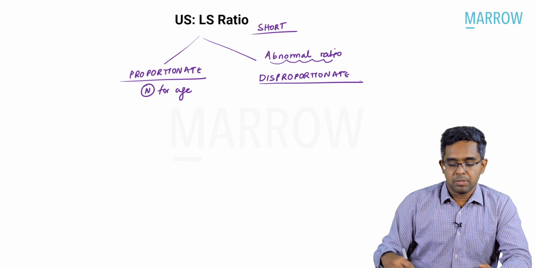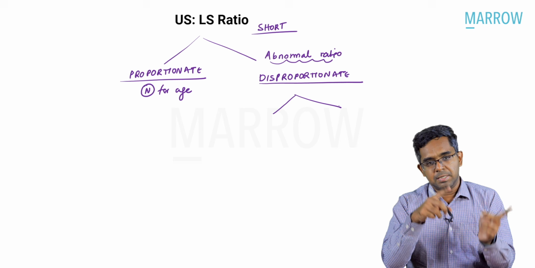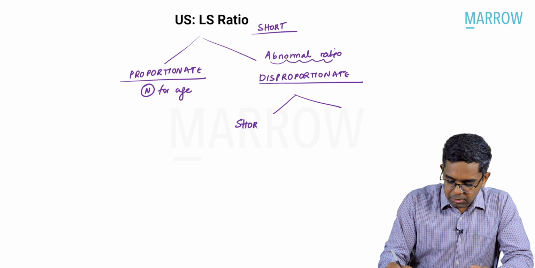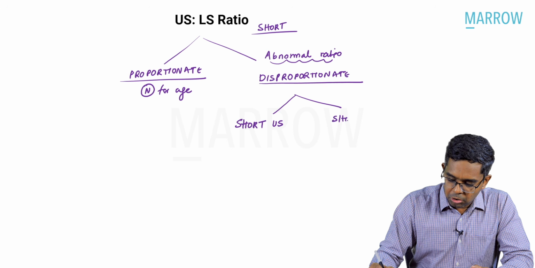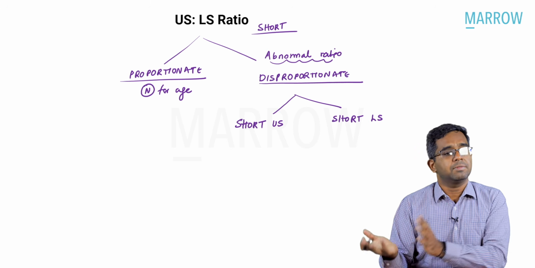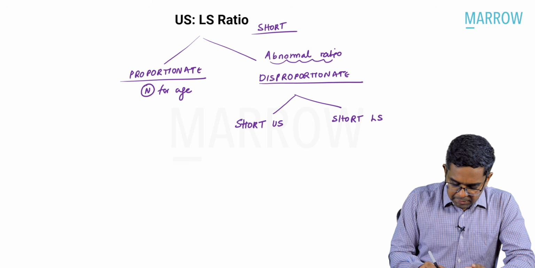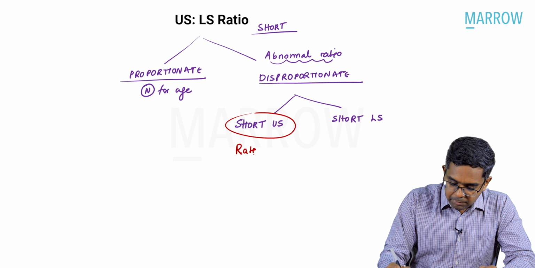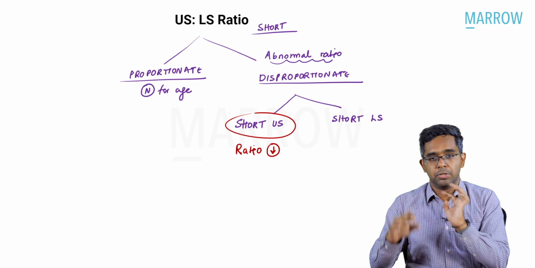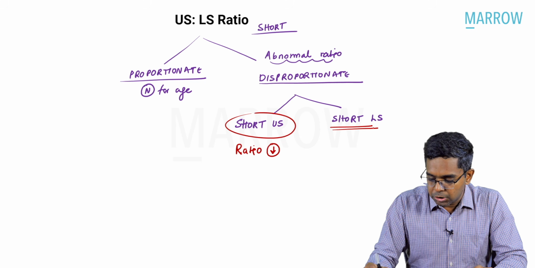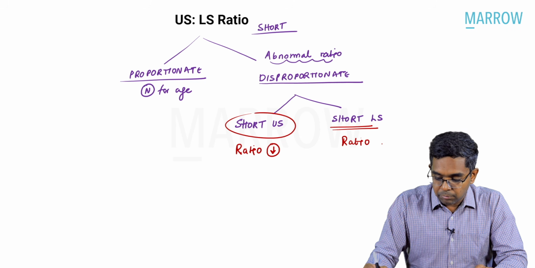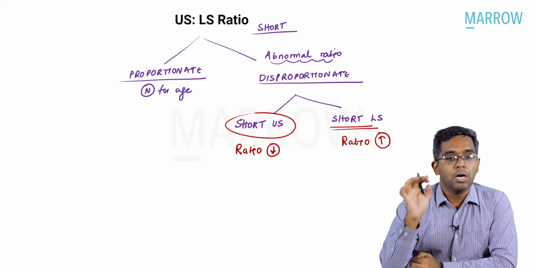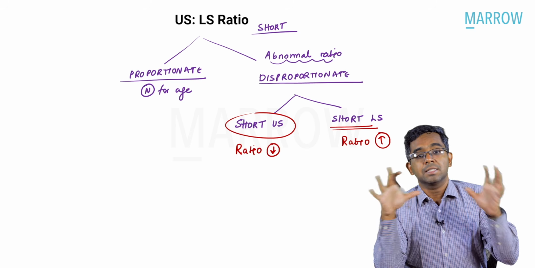And this disproportionate short stature could either be a problem in the upper segment or a problem in the lower segment. So we can divide it like this: short upper segment short stature or short lower segment short stature. Like that we can remember. See, basic understanding, when the upper segment is short, what will happen to the ratio? The ratio also will be less compared to normal. That is what I want you to remember. But if the lower segment is short, what will happen to the ratio? Ratio will be more or increased compared to normal. Very simple. This is our basic understanding of how the ratio helps in the classification of short stature.